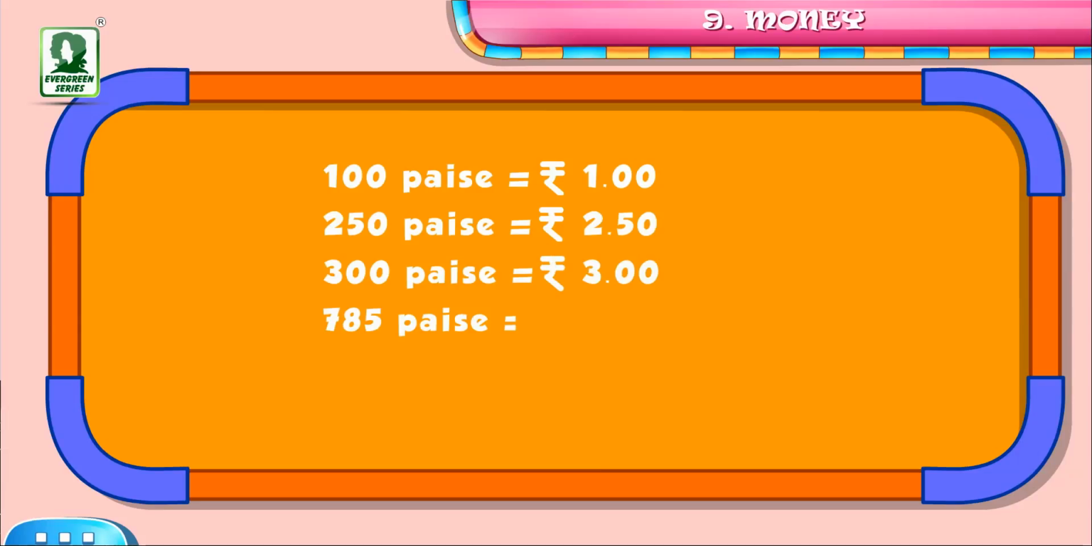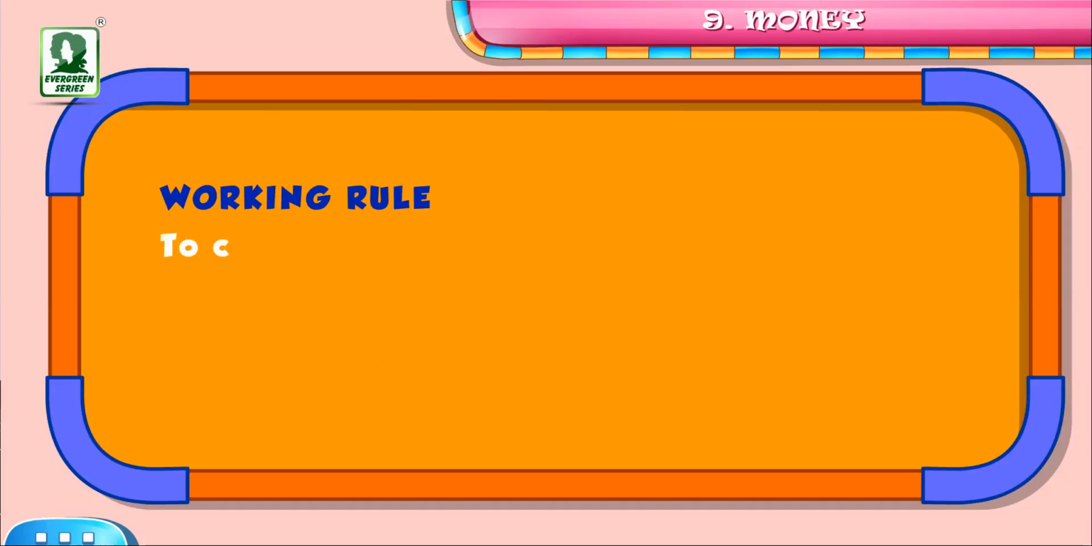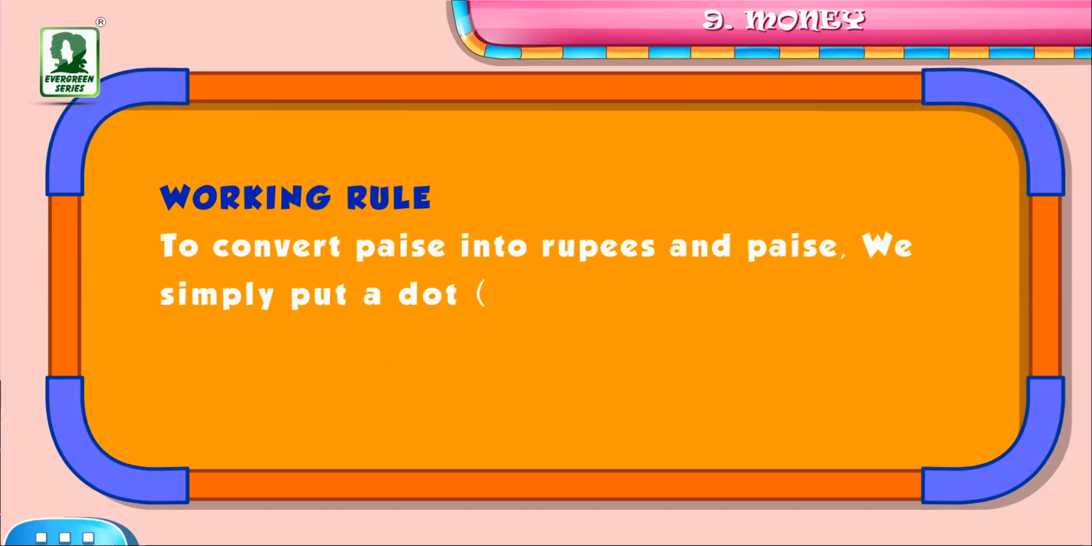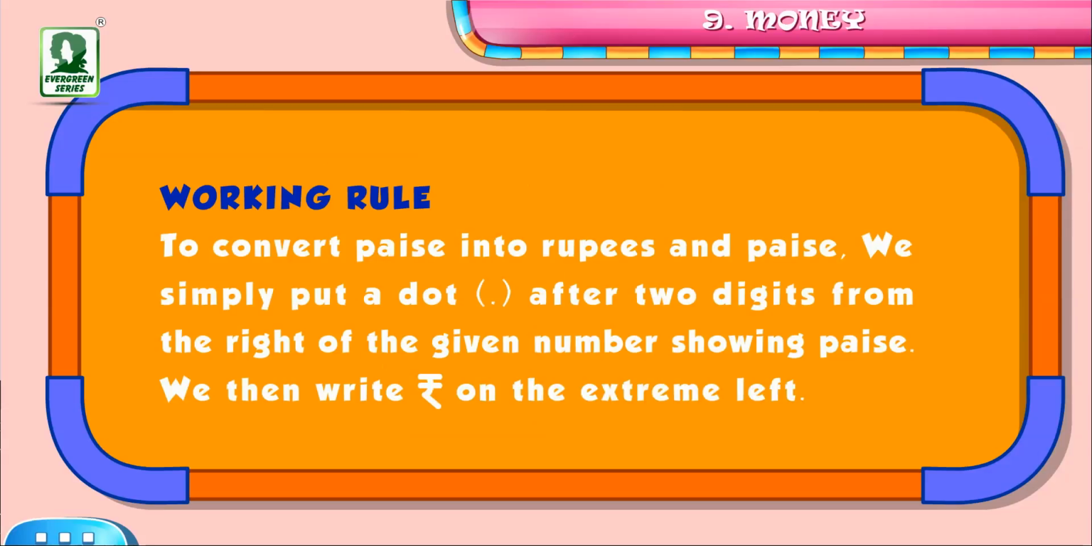785 paise equals 7.85 rupees. 1800 paise equals 18 rupees. 2105 paise is equal to 21.05 rupees. Working rule. To convert paise into rupees and paise, we simply put a dot after 2 digits from the right of the given number showing paise. We then write rupee symbol on the extreme left.